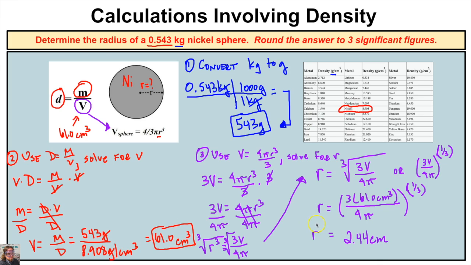So what is the radius of this nickel sphere that has a mass of 0.543 kilograms? We've just figured out that the radius is 2.44 centimeters. We've used the density formula here to solve for the volume of this nickel sphere. We then plug that into the volume of a sphere formula and determine the radius.